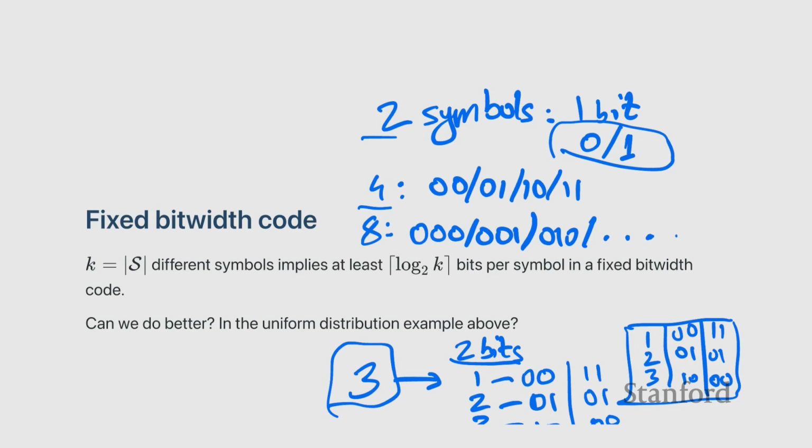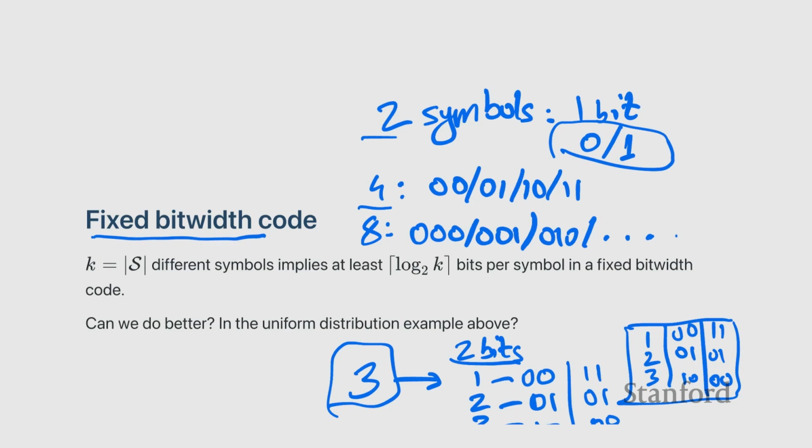So what you will see very soon is this fixed bit width code is not a particularly good code in most scenarios. If you want to use the same number of bits for every symbol, very soon you run into all sorts of limitations. And we will see in a minute something better.